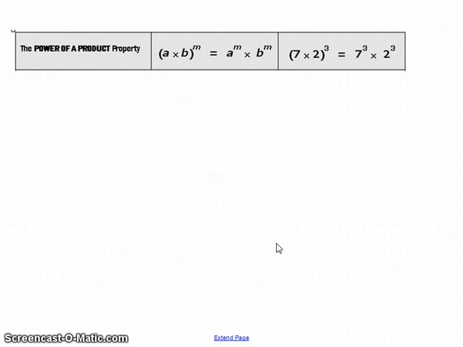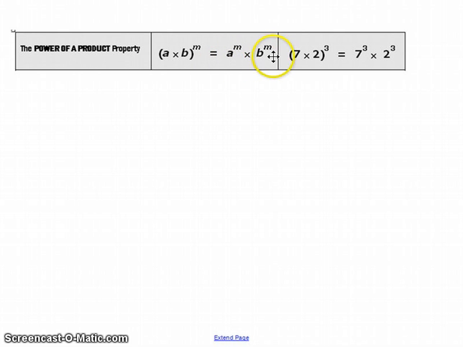A block did get a chance to talk about those first two properties, but we did not talk about the power of a product property. And in this case, if you've got two numbers in parens and an exponent outside, that exponent applies to both the numbers inside. Notice this is only doable if those two numbers in the parens were multiplied by each other. It's not a plus b or a minus b. But when you've got a times b, you can effectively distribute that exponent to both of the pieces inside. So it becomes a to the m times b to the m.